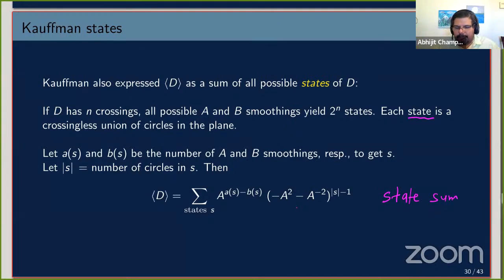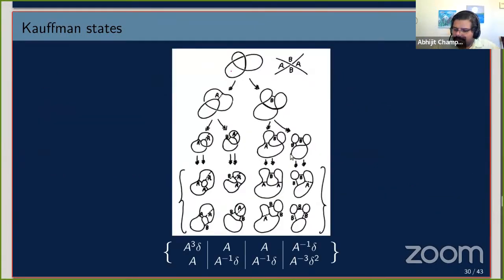So how does it look? Here is the trefoil, and here are the resolutions. You take this crossing and resolve it into A and B. Then you take the remaining crossings and resolve each of them. Finally, you get these 8 states. Now, keep track of what every state is contributing. For example, something like this is AAA, so that's A cubed. Then there are 2 circles, which means it contributes a delta, because it's delta times a circle, and a circle is 1. For example, here a B just means it's A inverse, so this is A to the power negative 3, and there are three circles, so that is delta squared.